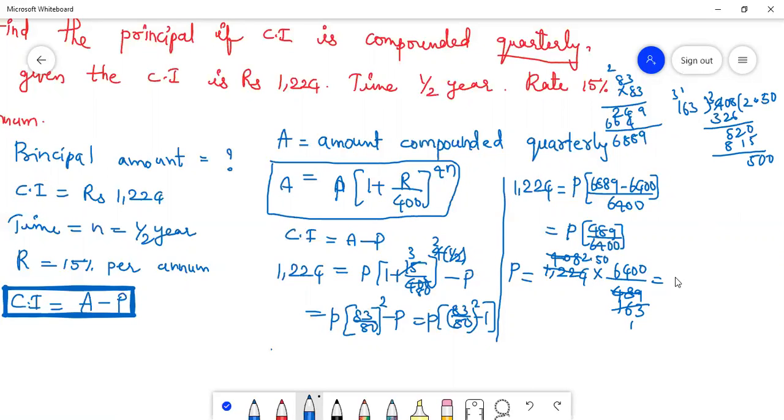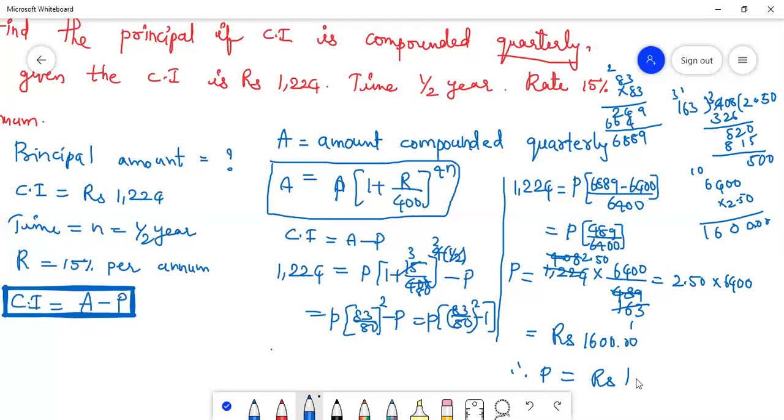163 1s are 402.50. Then we can take 2.50 into 6400, that is 6400 into 2.50. It's total 3 zeros. 25 4s are 100, carry 10, 25 6s are 150 plus 10, 160. 2 digits before taking the point. Then it is equal to 1600 rupees. Therefore, the principal amount P is equal to rupees 1600.